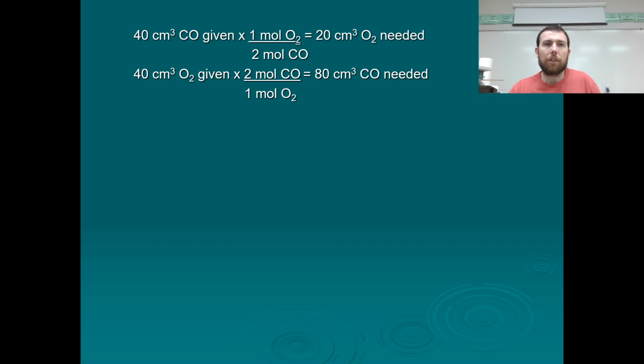Right, so we've got our dimensional analysis, we've got our stoichiometry, and we're setting up in terms of our given versus needed. So for our carbon monoxide, we need 20 centimeters cubed of oxygen. And with our oxygen, we need 80 centimeters cubed of carbon monoxide. Well, last time I checked, we're only given 40 centimeters cubed of carbon monoxide. So our carbon monoxide is our limiting reactant, right?